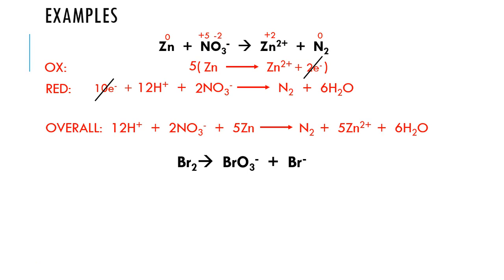So I see that we have 12 hydrogens on both sides. We have 2 nitrogens on both sides. We have 6 oxygens on both sides, 5 zincs on both sides. The total charge on the right side of the equation is +10 because we have 5 zinc ions.